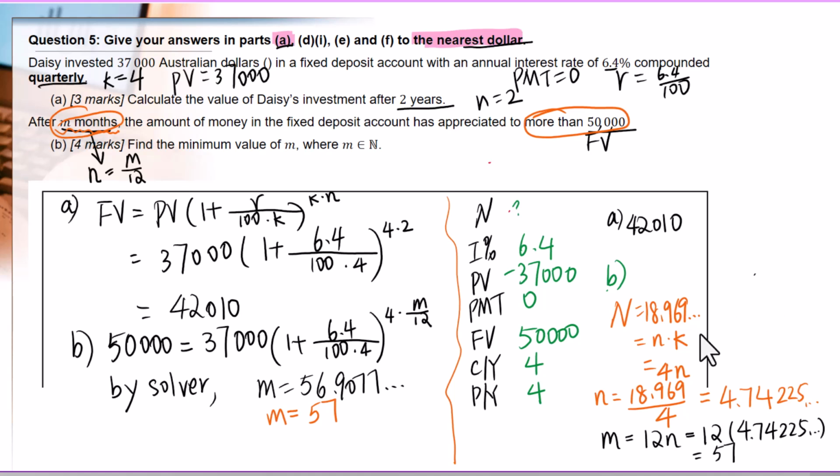So in this case, you could say using this formula is much easier than Finance Solver. My recommendation is that if PMT equals 0, use compounding interest formula. It will be much easier.